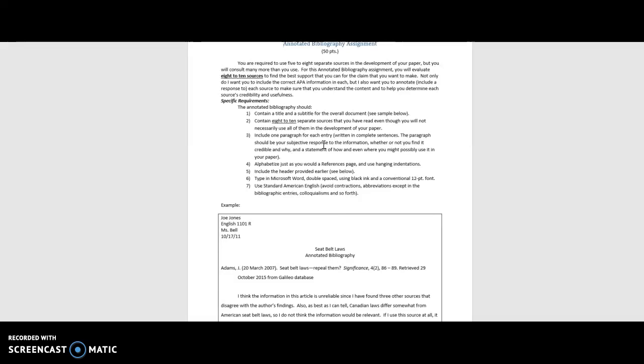Okay. So you have to explain that and a statement of how and where in your paper you might possibly use it. Okay. Alphabetize just as you would a references page and use the same hanging indentations. More on this in a second. Include the header provided earlier. All right, so that's here in the upper left-hand corner: your name, English 1101, my name, and then the date.